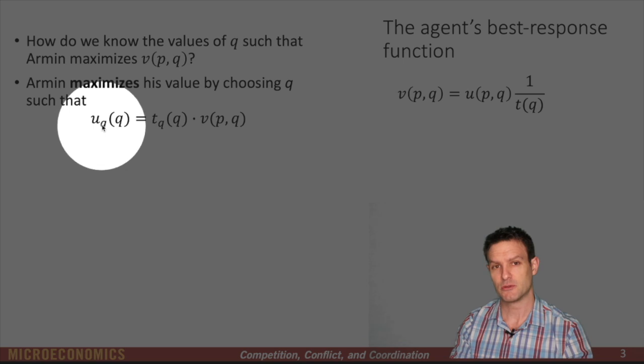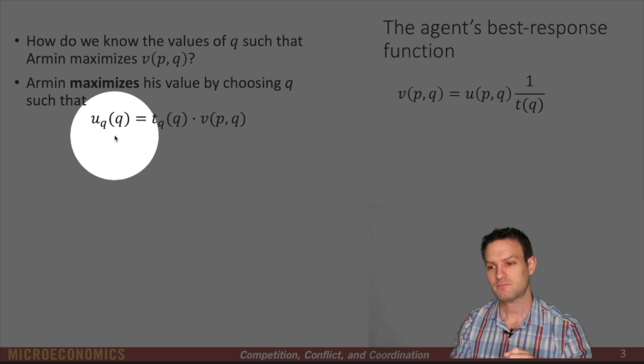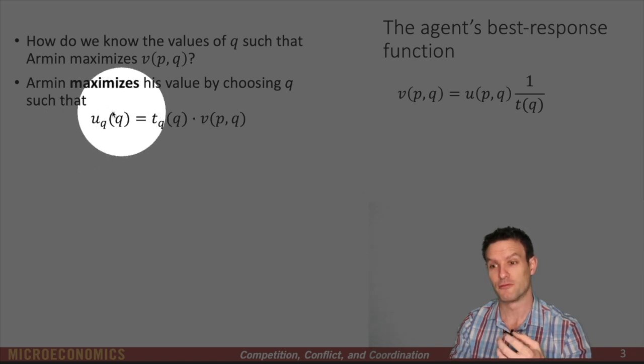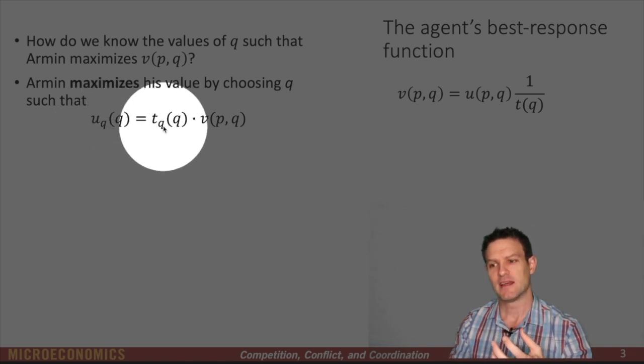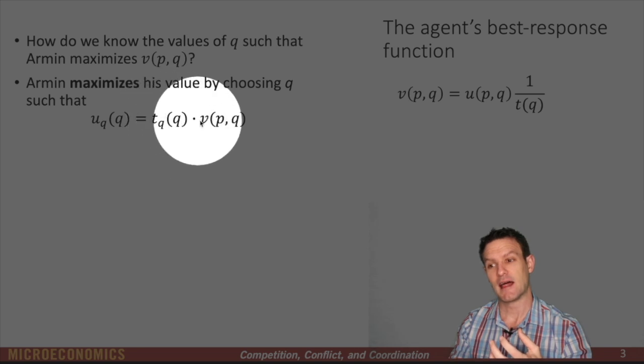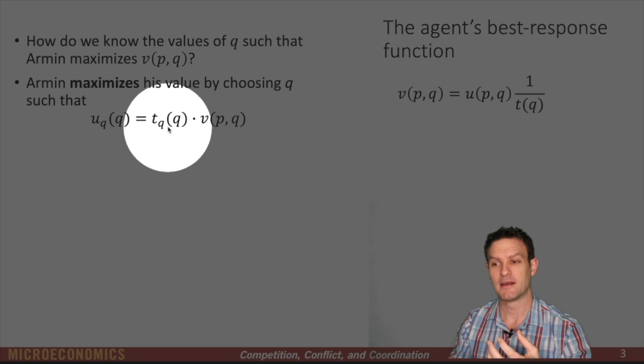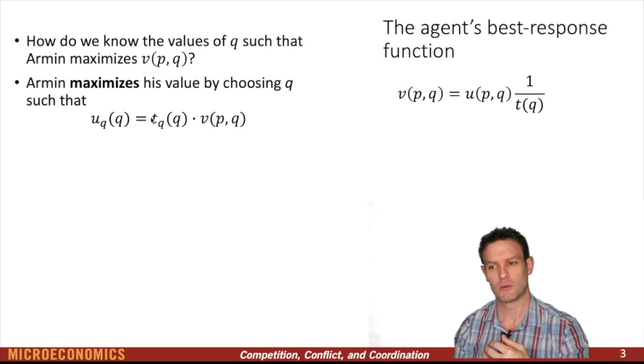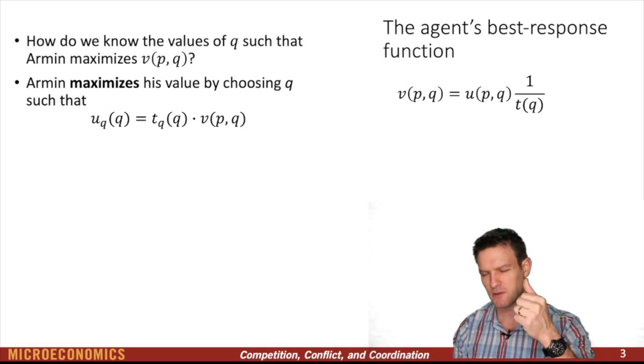That U sub Q, the first derivative of the utility function with respect to Q, which is telling us about his disutility of providing that quality, is going to be equal to the lifetime value of the contract, VPQ, multiplied by the termination probability differentiated with respect to Q. Okay, so how does this work and how should we think about this?